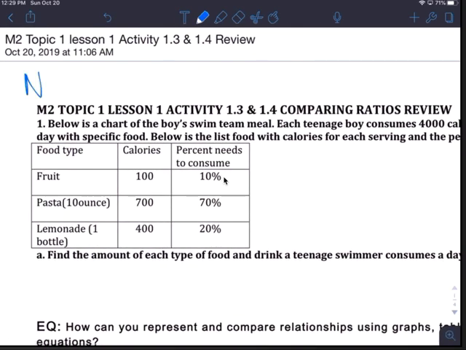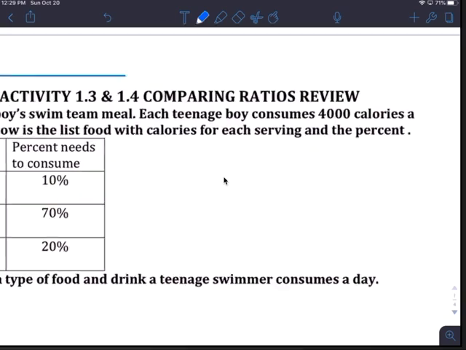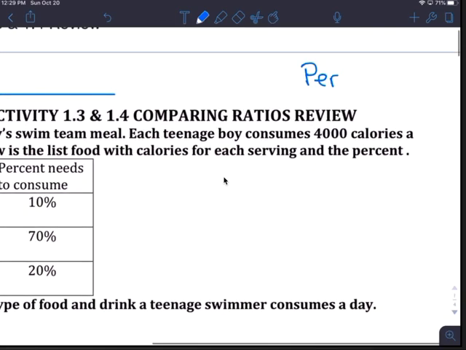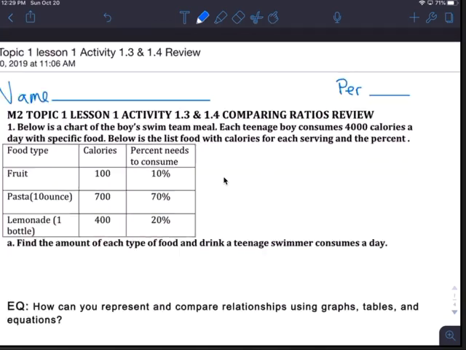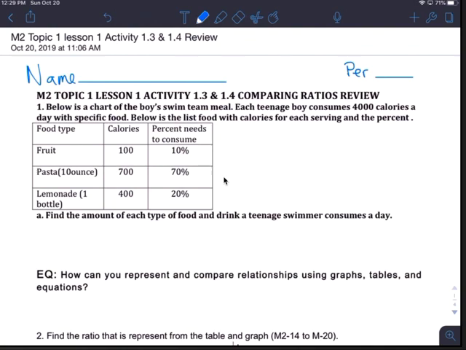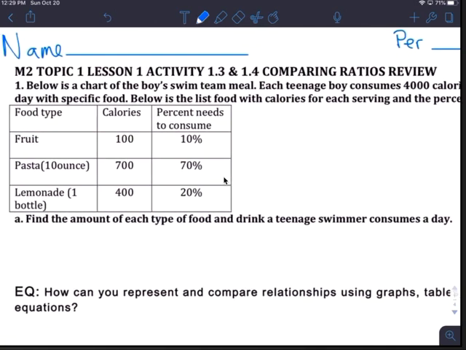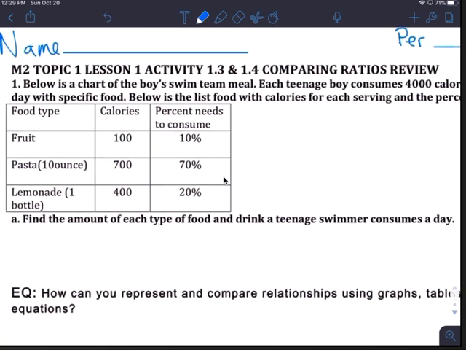Please put your name on here and period. Name and period. Make sure you do that. It's a must. Below is a table of boys' swim team meal.